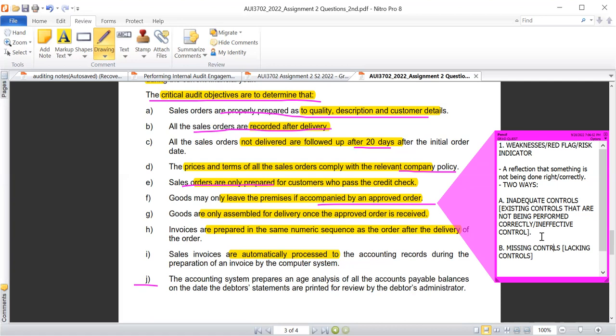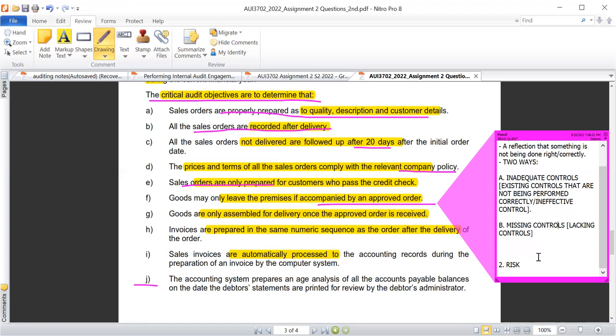We're looking at a condition in the organization and we assess to say, are they doing these things correctly? Are they doing things right? If they're not doing things correctly, the question is, is the condition I'm looking at reflecting an inadequate control, or is it reflecting a missing control? Now, if it's an inadequate control or a missing control, what can the organization suffer because of that condition? That's where a risk comes in.